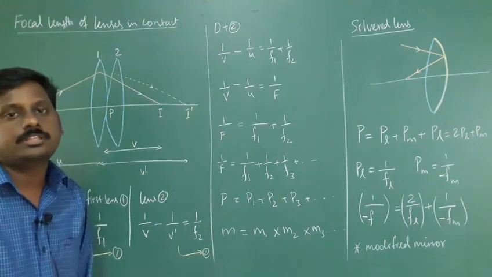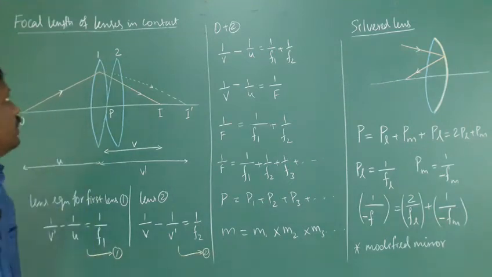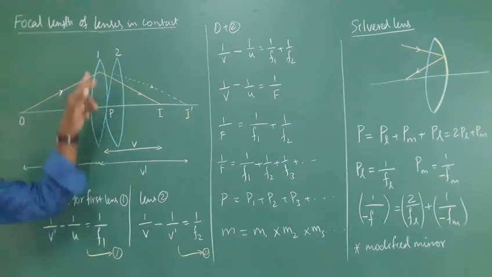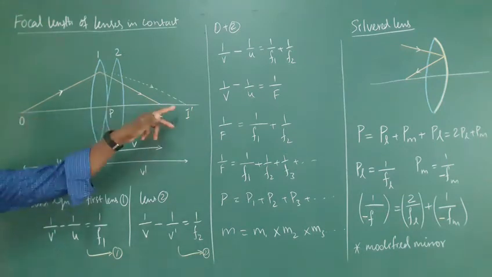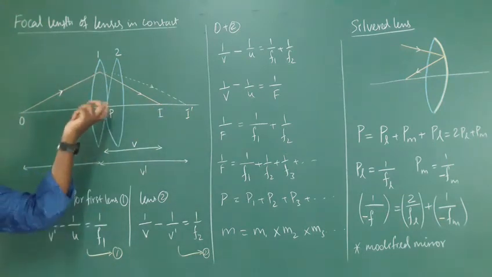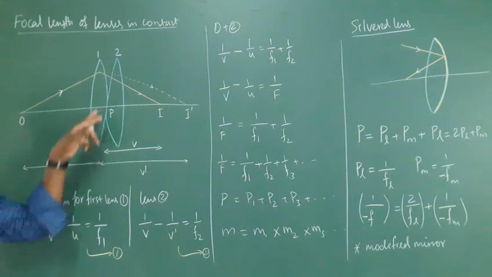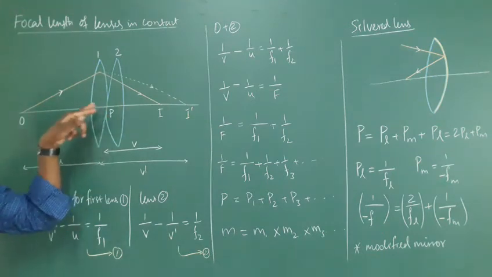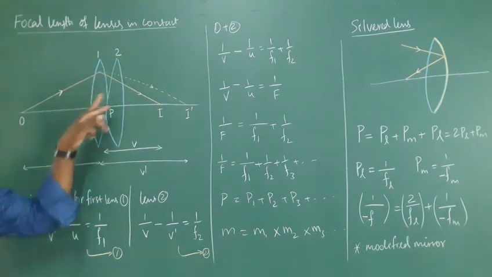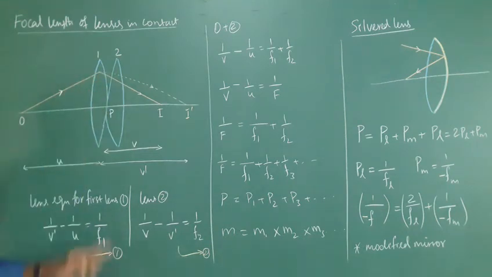Good morning students. In this class we are going to discuss the focal length of lenses in contact. Consider two thin lenses in contact, coaxially, with the same principal axis. The point P is a common center for both lens 1 and lens 2. The object is placed at O beyond the focus.